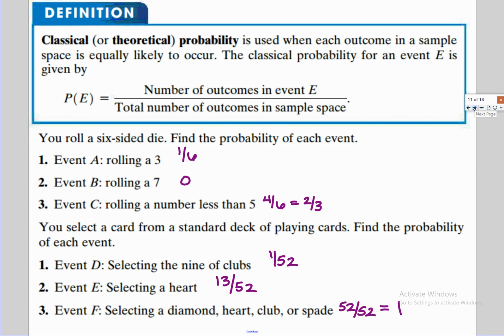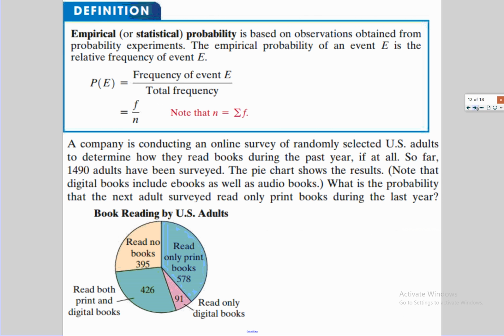Okay. All right, the next definition is empirical probability. Empirical is sometimes called statistical probability because it's based on the results of an experiment. But again, the formula is still going to be the same. It's going to be how many times something did happen divided by how many things happened in total. And our notation is still the same. We're going to use P and then parentheses to represent the probability of a certain event occurring.